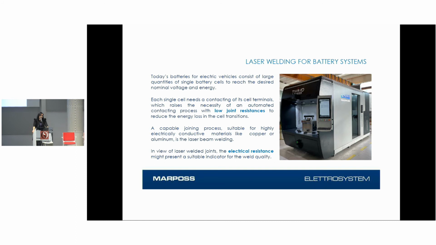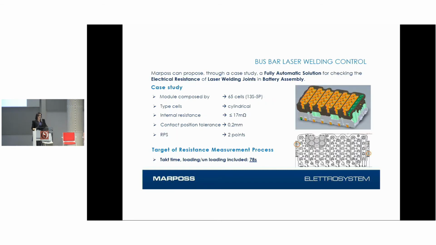This is possible by measuring the resistance of the joint, so measuring the resistance of the contact. Maybe we have heard something in the first presentation of today, and to see that the electrical aspects, so the functional electrical aspects of the components, are really good through this very important technology in the automotive industry, in EV industries. We want to show our solution of the bus bar laser welding control through a real case study.